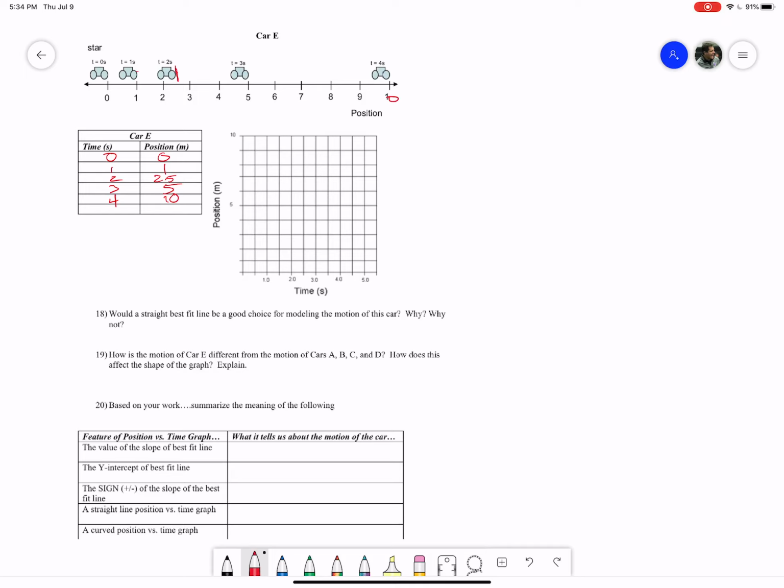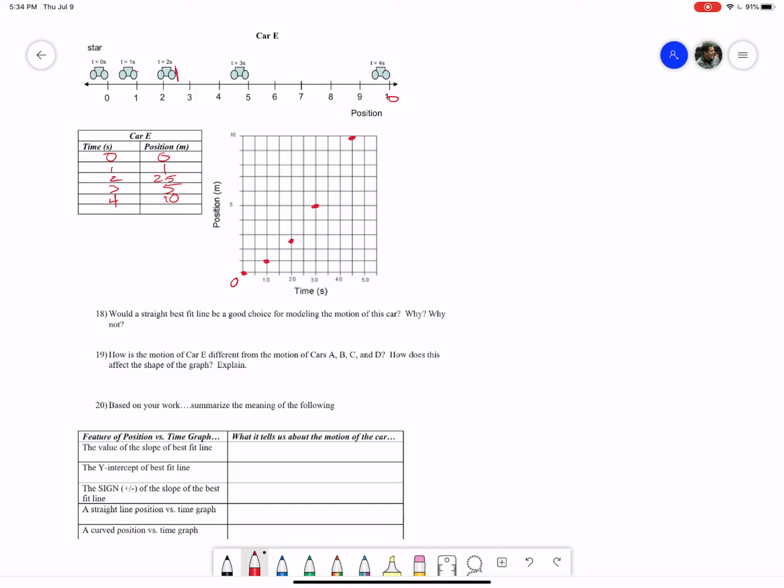So we plot that out. My 0, 0 is down here again, so I have 0 seconds, 0 meters. Okay, 1 second, 1 meter. All right, 2 seconds, 2.5 meters, which is about there. 3 seconds is going to be 5 meters. And 4 seconds is going to be 10 meters.